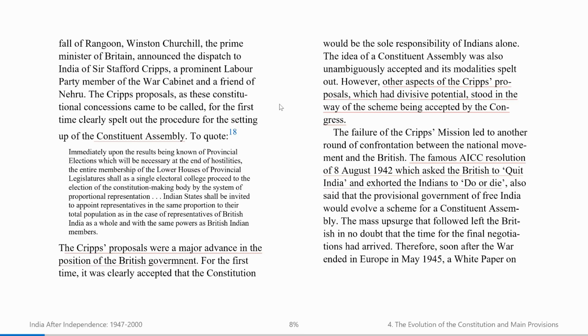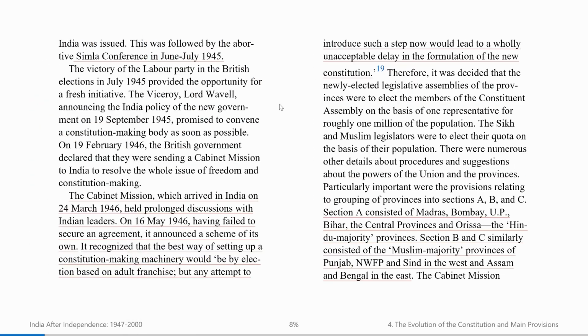Okay. After that, the war ended in May of 1945. A white paper on India was issued, followed by the abortive Shimla conference in June, July of 1945. Right, and in time they sent a Cabinet Mission in March of 1946.